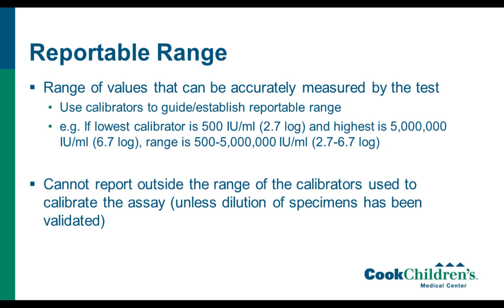So for example, on ours, in the example I mentioned above, if we would get something that was greater than 5 million, we simply report that as greater than 5 million. You can do further validation studies to dilute a specimen, so if it would come back high, you could dilute it and be able to give it a specific value. That does require further validation, but that does allow you to report outside of the range of those calibrators.